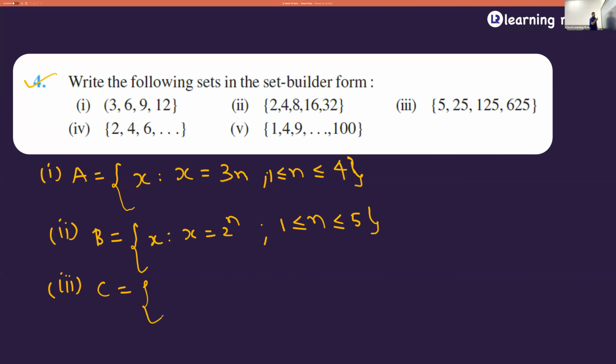So C is equal to x such that x is equal to 5 power n, where n is greater than or equal to 1, less than or equal to 4. What about 2, 4, 6?